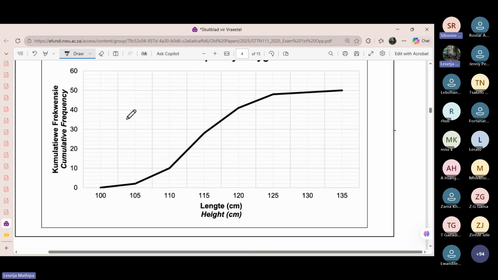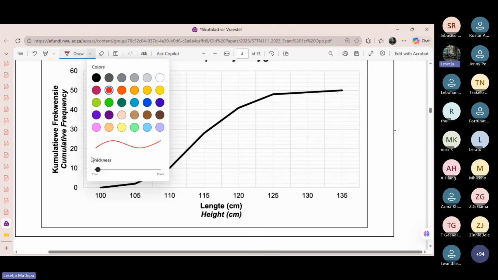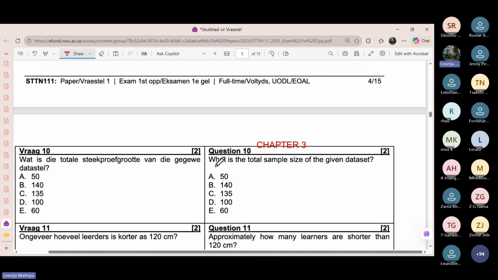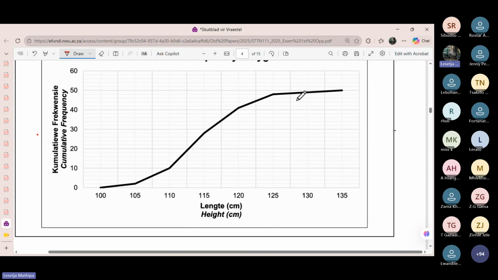So when you look at this cumulative frequency polygon, the first question, which is question 10, says: what is the total sample size of the given data set? You're not given a table, you're given a graph. How do you get the sample size? You look at this line here, and this is where you're going to get your n.